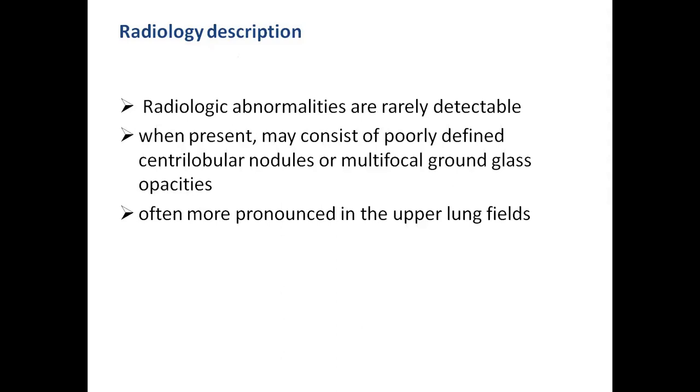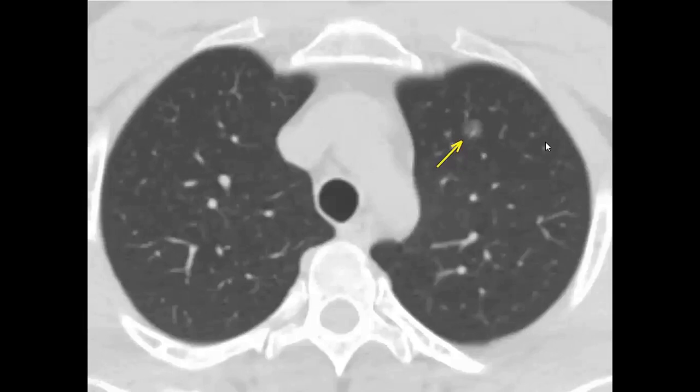But in case they are present, they will give rise to centrilobular nodules or multifocal ground glass opacities, and mainly they are pronounced in the upper lung fields. So here is one of the CAT scans of the ground glass appearance in the upper lobes, which is mainly one of the signs of respiratory bronchiolitis. These nodules or ground glass opacities can give clues towards respiratory bronchiolitis, but they are not specific for this type of condition.